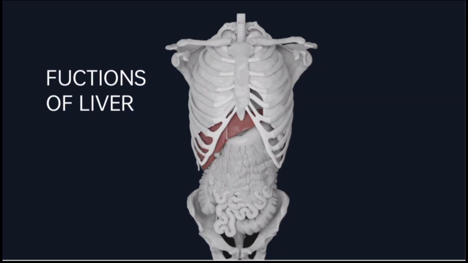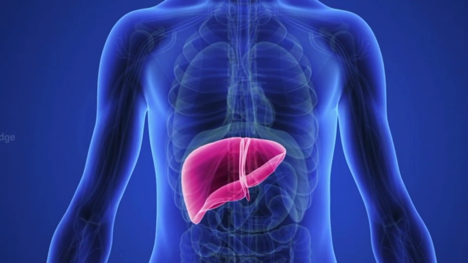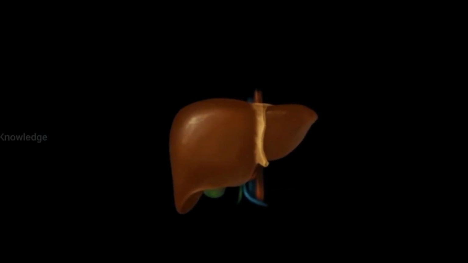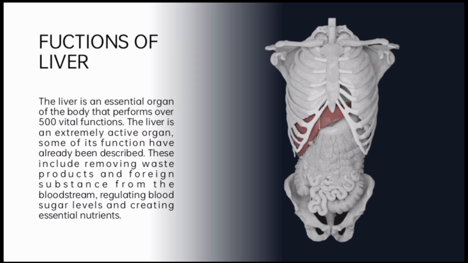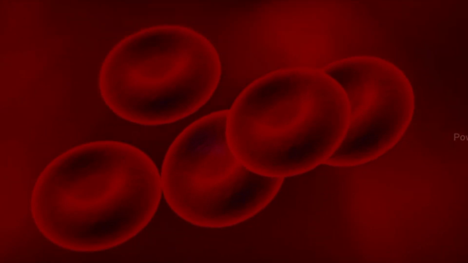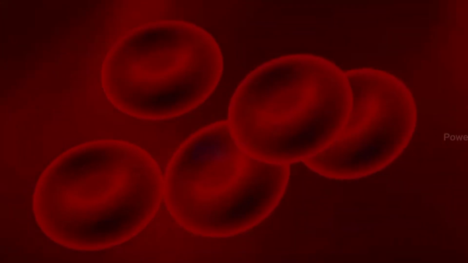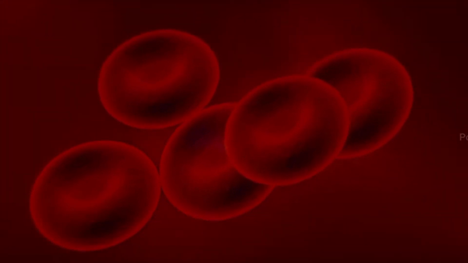Functions of liver. The liver is an essential organ of the body that performs over 500 vital functions. The liver is an extremely active organ. Some of its functions have already been described. These include removing waste products and foreign substances from the bloodstream, regulating blood sugar levels, and creating essential nutrients. The functions of the liver are as follows.